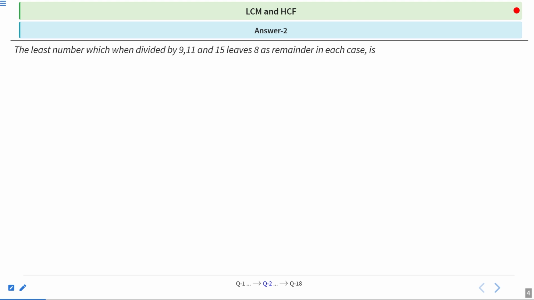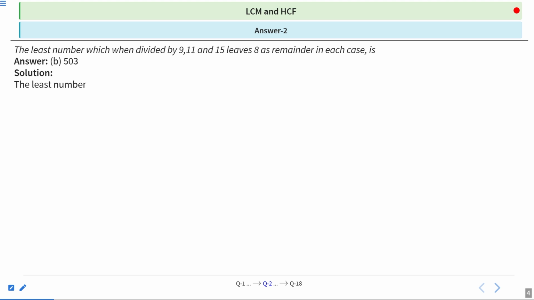So the least number which when divided by 9, 11 and 15, every time the remainder we are getting is 8. So we have to find that least number. The correct answer is option B 503. Now let's have a look at the solution.